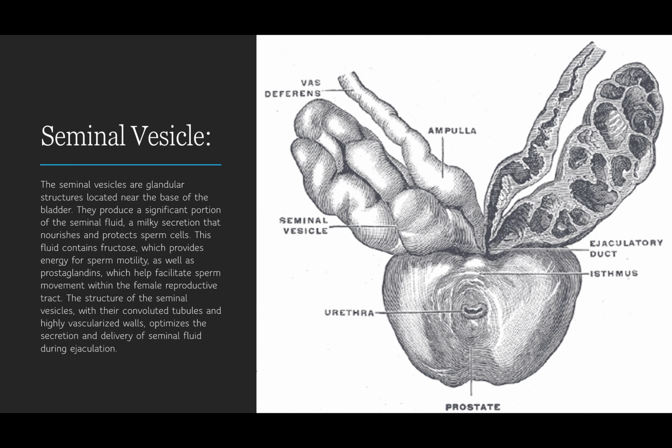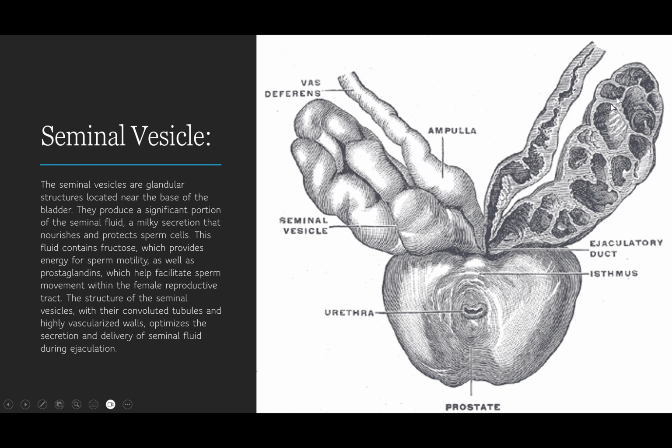So this fluid contains fructose, right? And it contains some amount of calcium ions. It contains a lot. It's basically a nutritious mixture that is meant for the sperm cells, right? So it provides energy for sperm motility as well as prostaglandins, right? And prostaglandins help to facilitate sperm movement in the female reproductive tract, right? So the structure of the seminal vesicle, with their convoluted tubules and highly vascularized walls, is optimized for the secretion and delivery of seminal fluid during ejaculation.